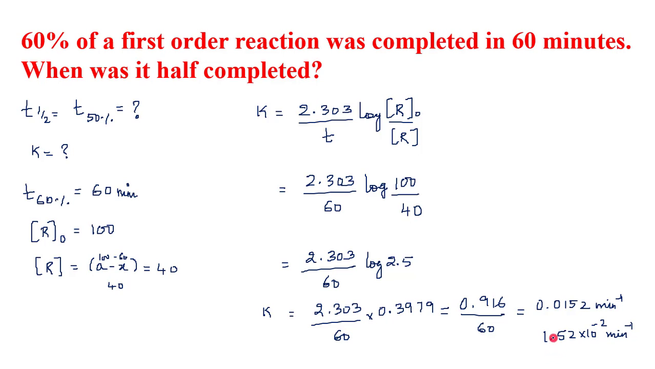Okay, now you got the value of k. Now you can use the half-life formula. T half is equal to 0.693 divided by k.